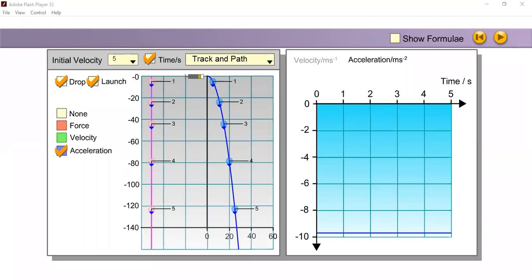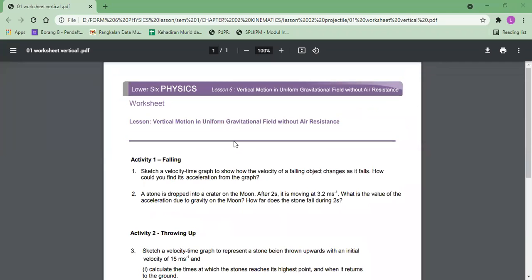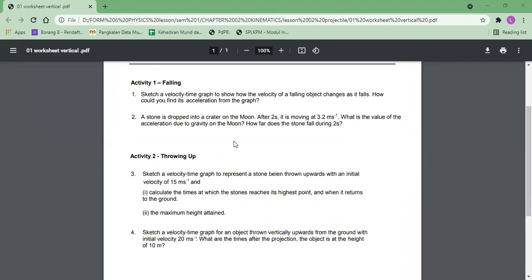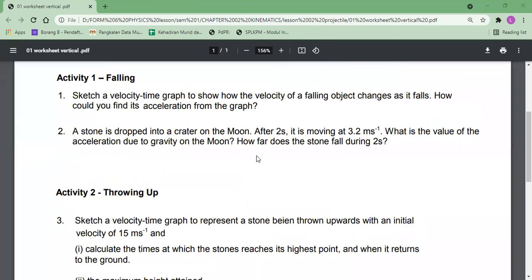Let's solve some questions first before we go further into projectile motion. Okay, here class, sketch a velocity. Students, you got this question which I gave you before.